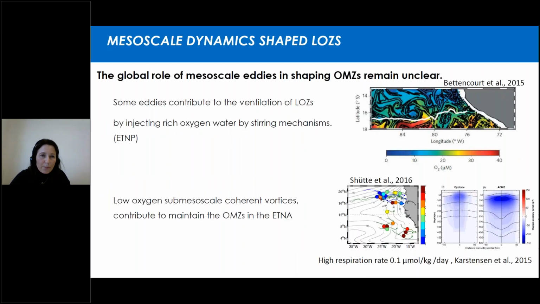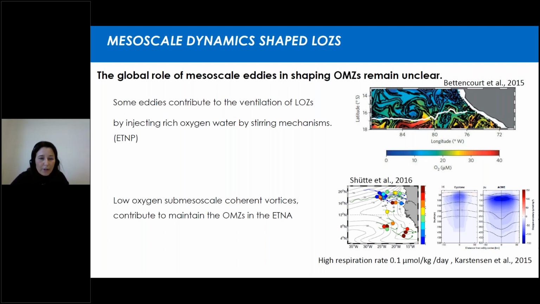So what is also important is that if you want to address the dynamics of oxygen minimum zones, several studies have shown that the mesoscale processes are important. It is not exactly clear how you quantify that, but what has been shown is that if we speak about the Eastern Tropical North Pacific, you have some eddies that are able to ventilate the low oxygen zone by injecting oxygen-rich waters in the oxygen minimum zone. So in this region, it appears that the mesoscale processes contribute to oxygenating the oxygen minimum zone.